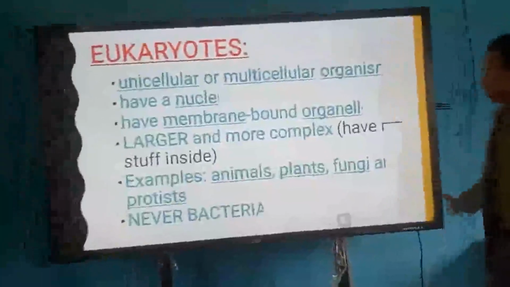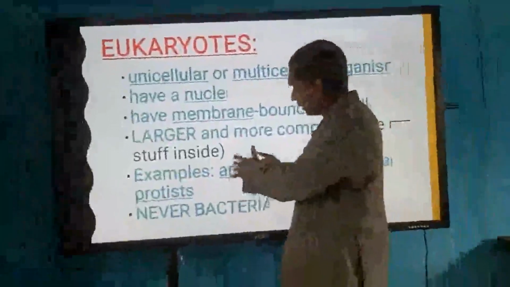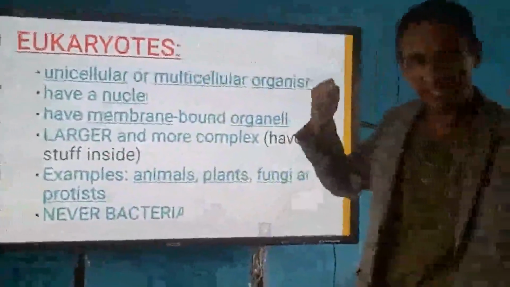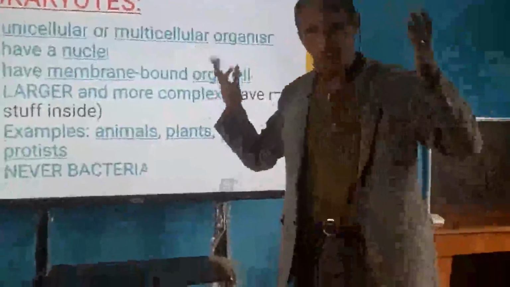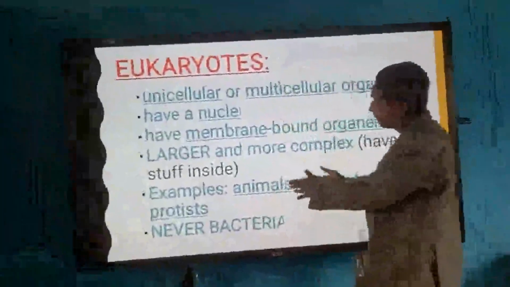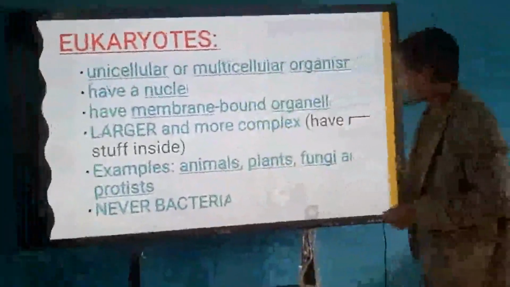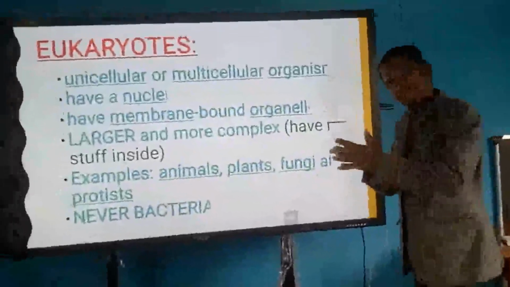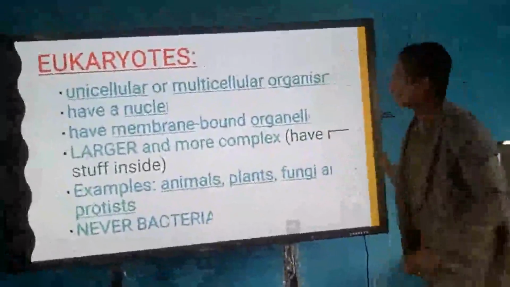And bacteria never come into this eukaryotic category. Why? Bacteria are primitive organisms, so they don't belong to the eukaryotes. Bacteria always belong to the prokaryotes. Bacteria and archaea belong to the prokaryotes.